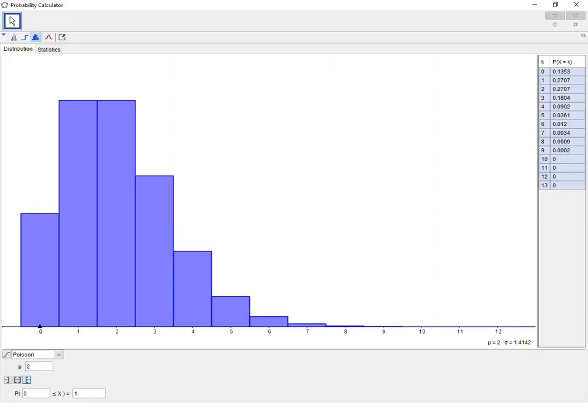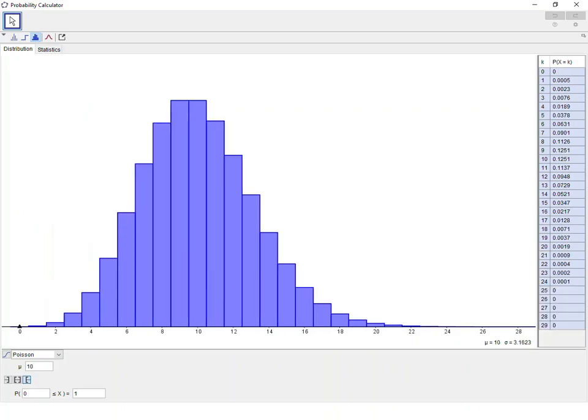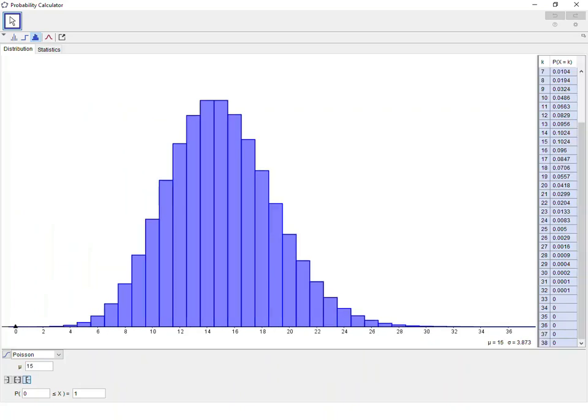If I move it up to 2, you can see that the mode moves away from 0 and goes to 1 and 2. And it's a little bit more symmetric, but not a lot. If I go up to 5, there we see we've got a tail at both ends now. Move up to 10, and you can see it's becoming ever more symmetrical. In fact, it's starting to look a bit like the binomial distribution. Put it up to 15, and there we go, starting to look even like the normal distribution.